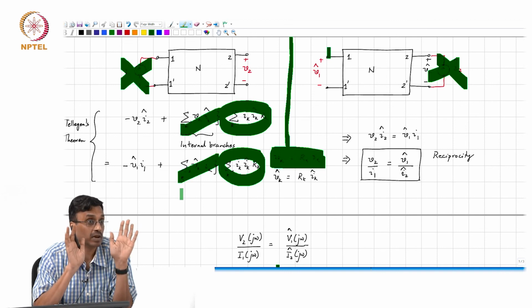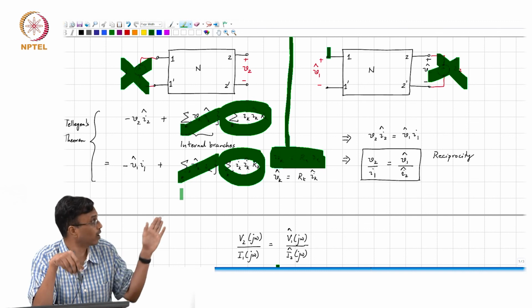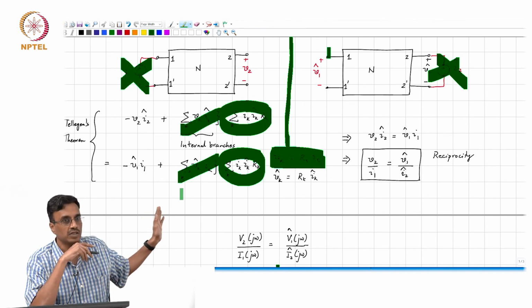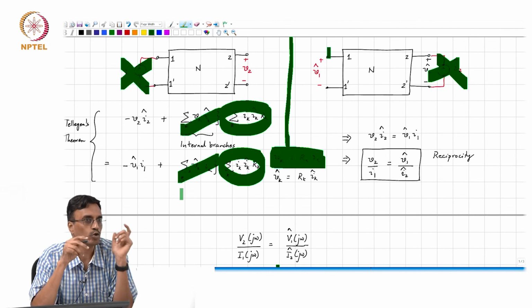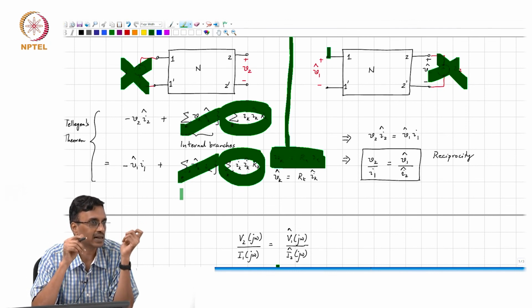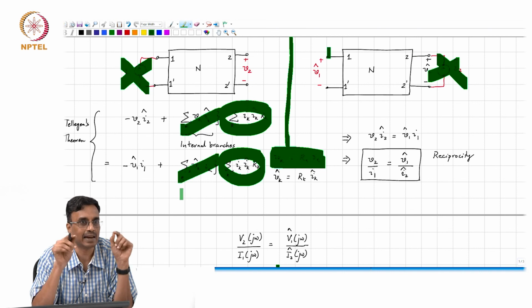Controlled sources, as far as we are concerned at this point, there can be none inside the network. Only linear two-terminal elements whose branch currents and branch voltages are linearly related to each other. Is that clear?